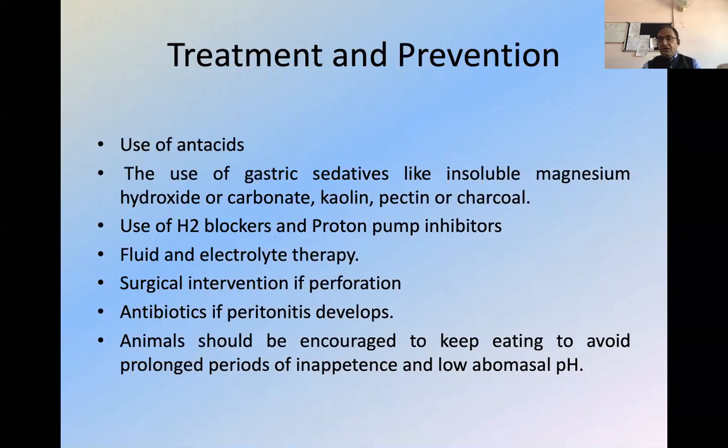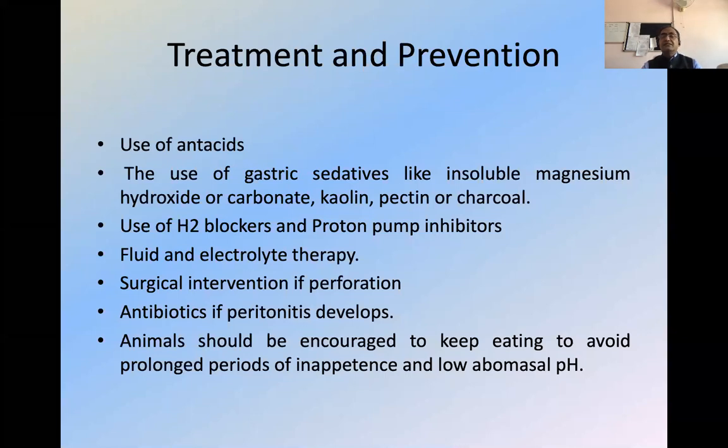Now I will teach this in two or three classes regularly because these are mostly the cases coming to our clinics, either small animal or large animal. So I will talk about two or three therapies, very, very important. First, we are also using antacid. And what is an antacid? Why use antacid? Sometimes we use a gastric sedative; antacids contain things like magnesium hydroxide, carbonate, kaolin, pectin, or charcoal.